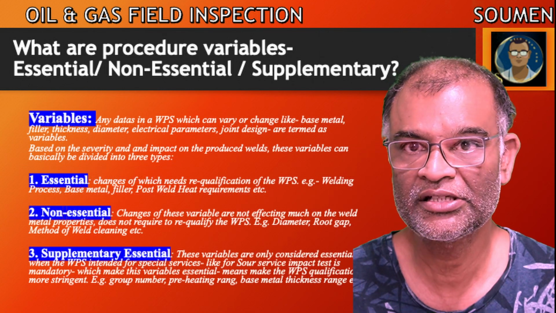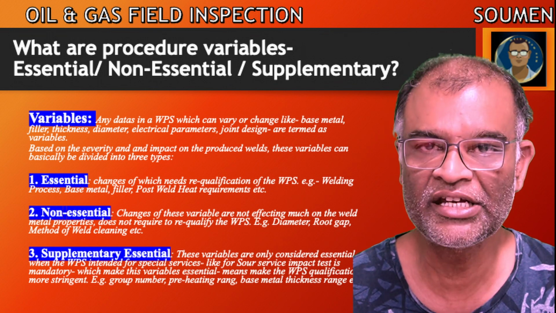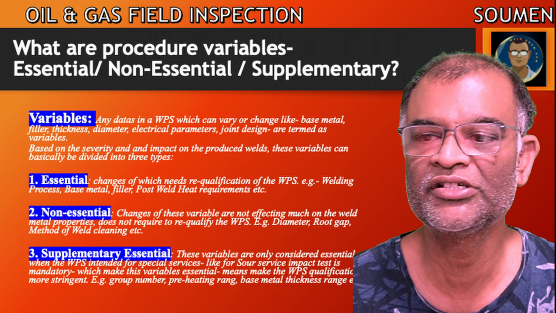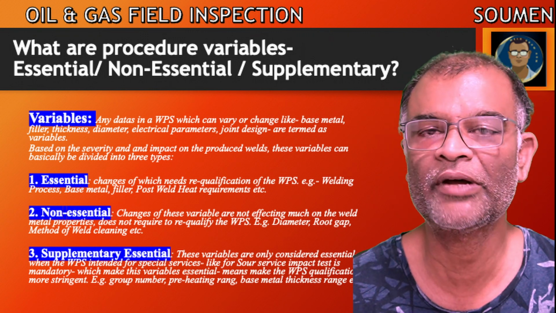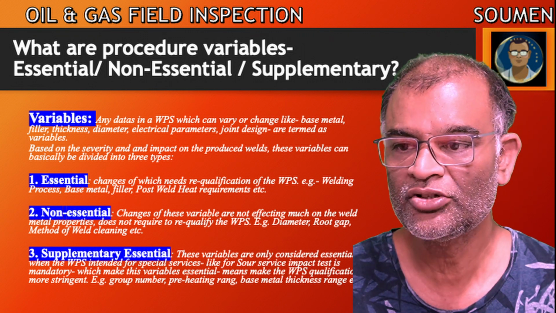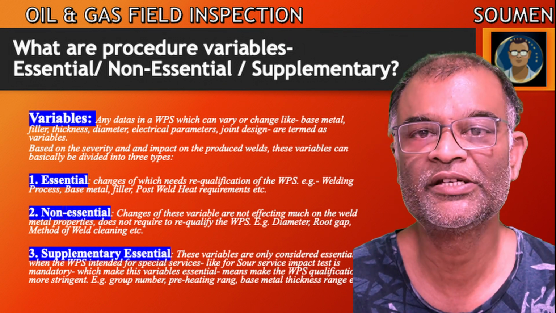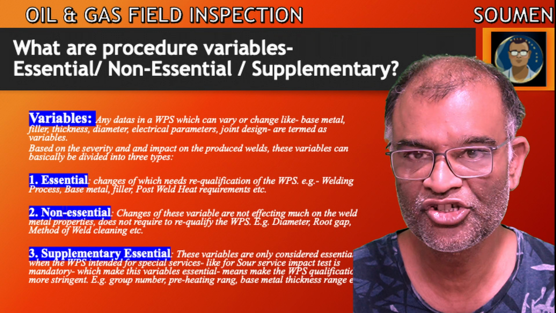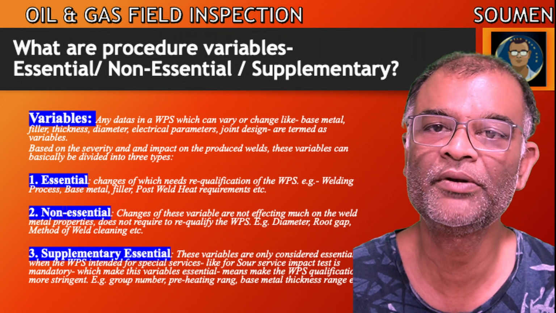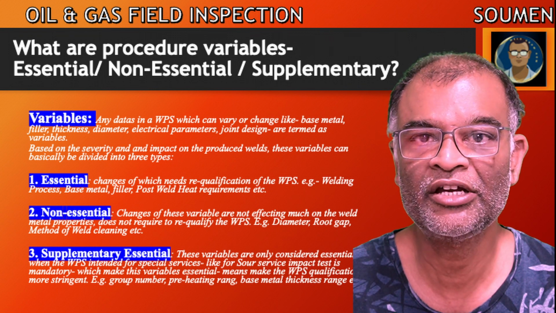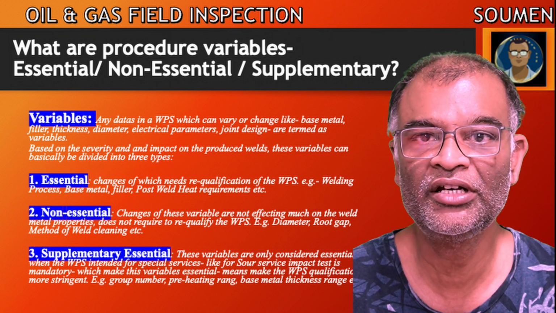Now we will be discussing the variables. Those which can vary or change are termed variables, like base metal can change, filler can change, thickness, diameter, electrical parameters all can change. Based on the severity and the impact on the produced weld, the variables basically can be of three types: essential, non-essential and supplementary essential.